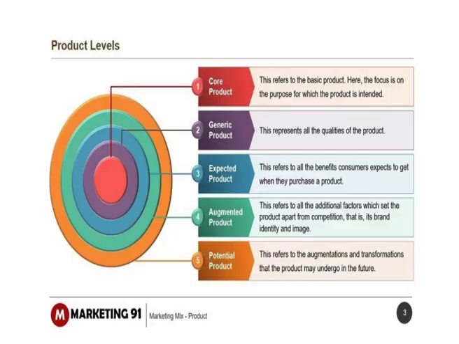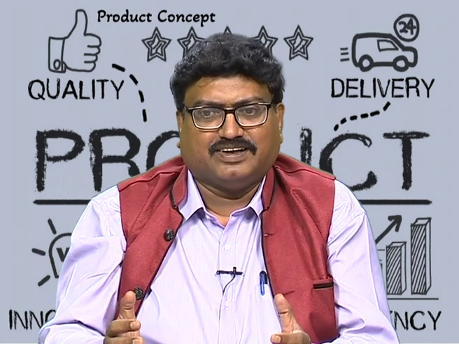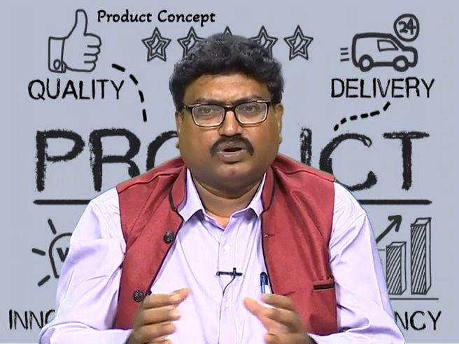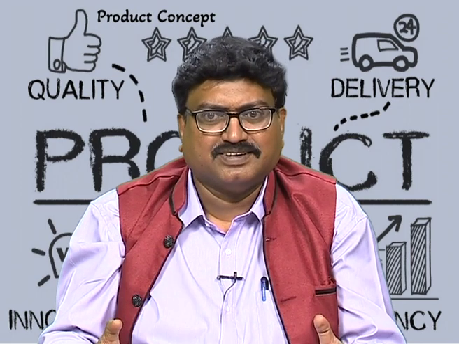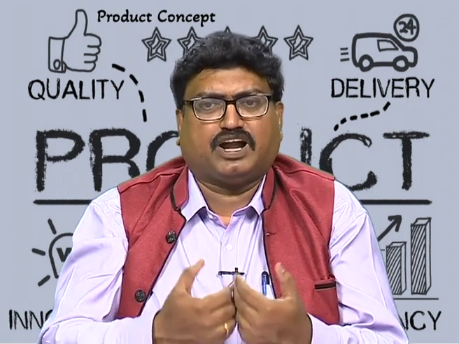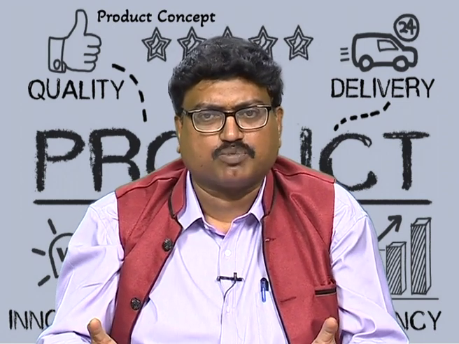The second level is the generic product. This represents all the qualities of a product. If I want adequate rest, what are the things I require? I don't need any disturbances. I shouldn't be infested with mosquitoes. The room must be pleasant. There are certain things which would induce me to get proper sleep. I've paid for that service, but if I don't get it, the service provider is lacking the generic product.